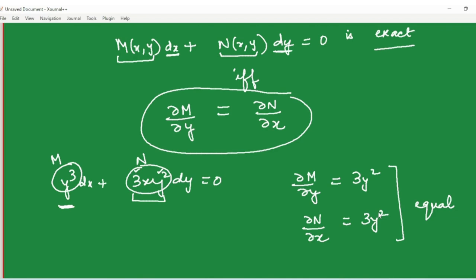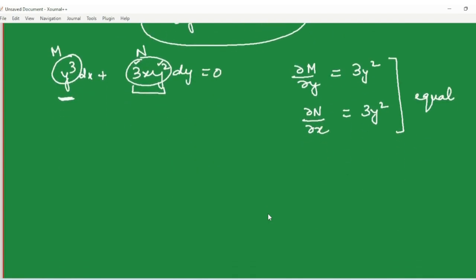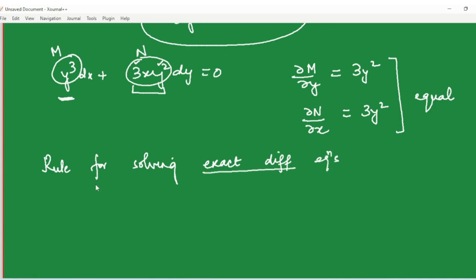Sometimes what happens is that even when you're sure that exactness is there, you verify the equality of partial derivatives and still you are not able to identify what phi is, then there's a theorem which saves you. That's called the rule for solving exact differential equations. So they should be exact to begin with. You should know that they are exact through the equality of partial derivatives.